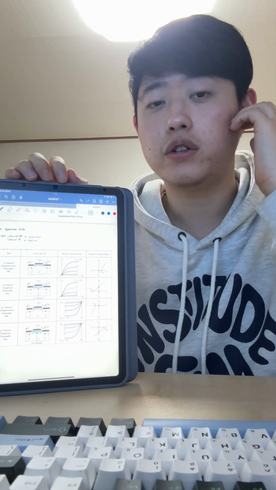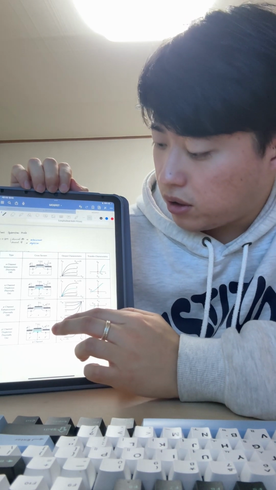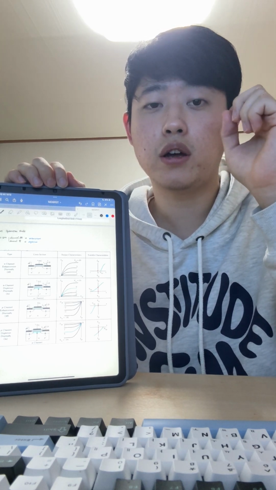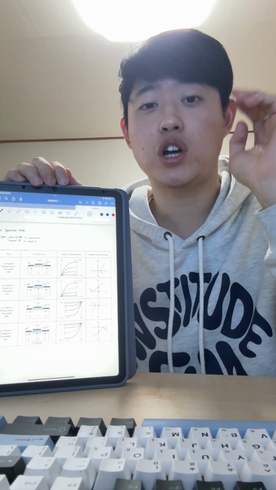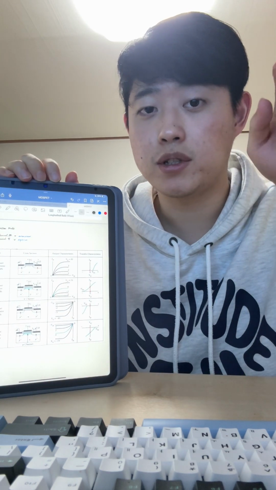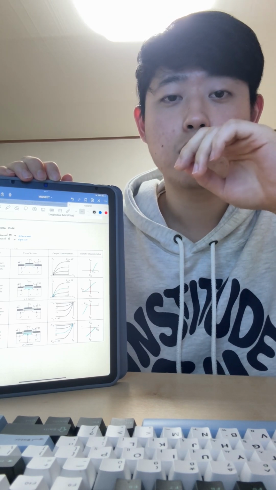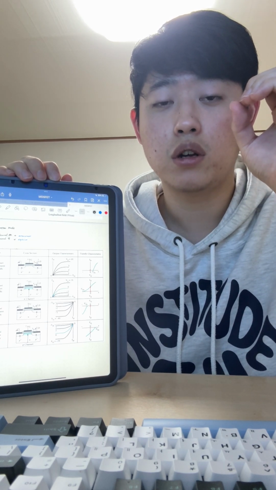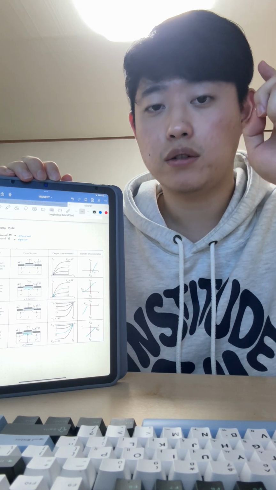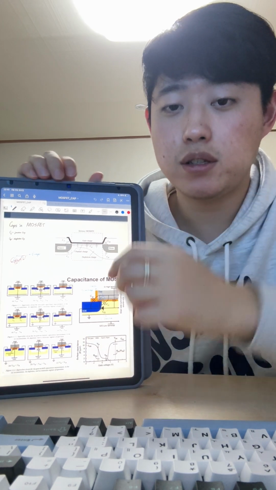There are different operations of MOSFET. If zero bias and it doesn't have a channel, that is enhancement, but if zero bias and it can have a channel, that is depletion MOSFET. Okay. And I will talk about MOSFET's capacitance. Okay.